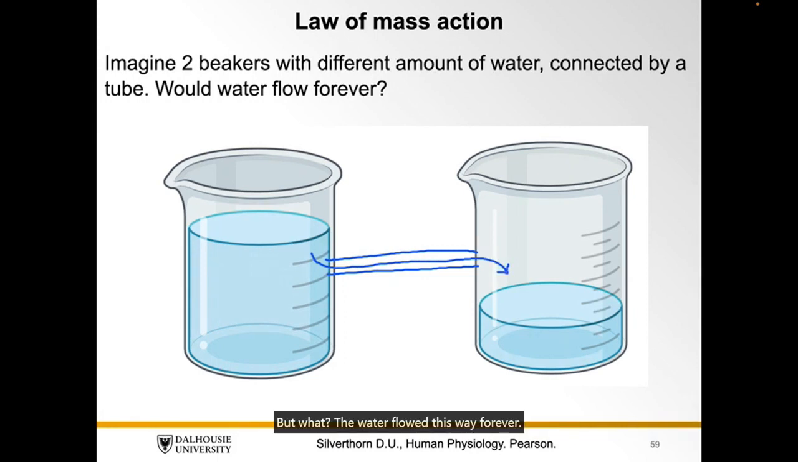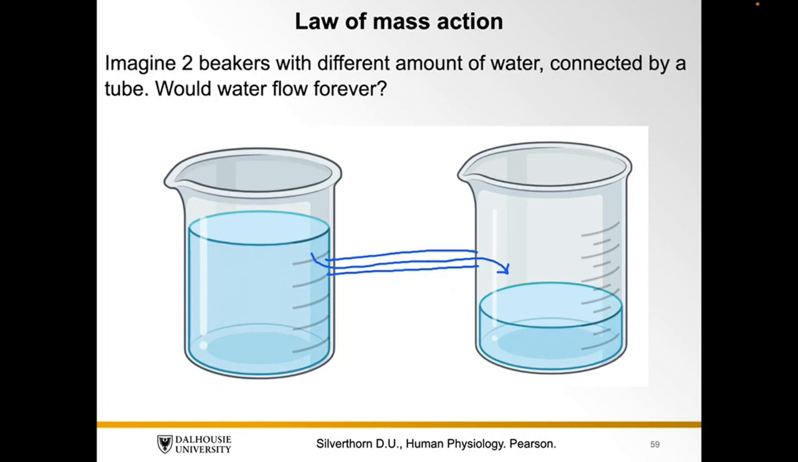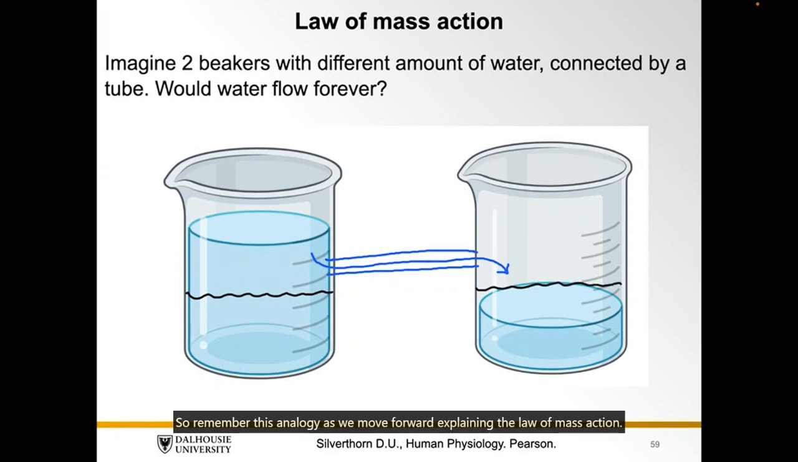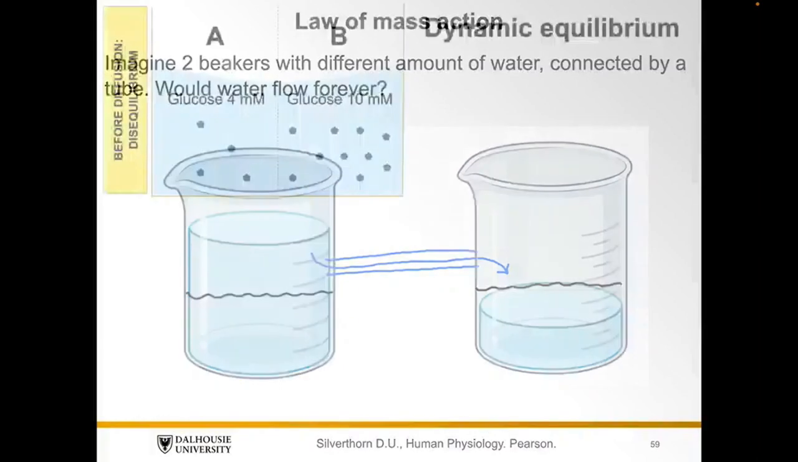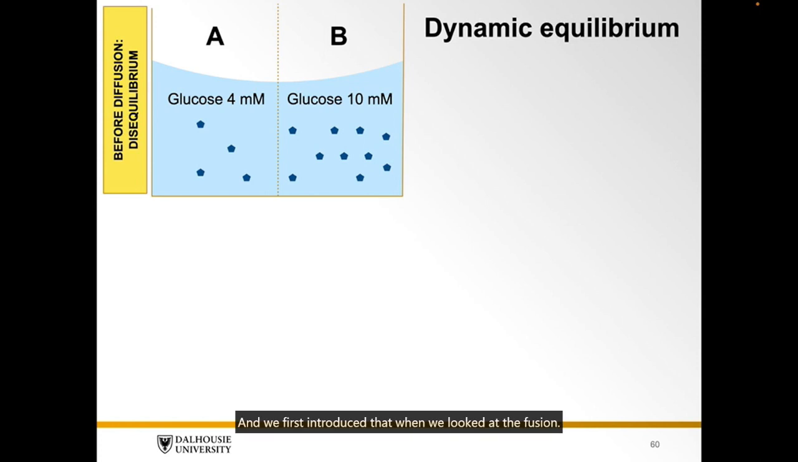But would the water flow this way forever? And intuitively, most of us would say no. At some point, there would be equal amount of water in both beakers, and the water would stop flowing. So remember this analogy as we move forward explaining the law of mass action. The other concept that I want to review before we get into the law of mass action is the concept of dynamic equilibrium. And we first introduced it when we looked at diffusion.